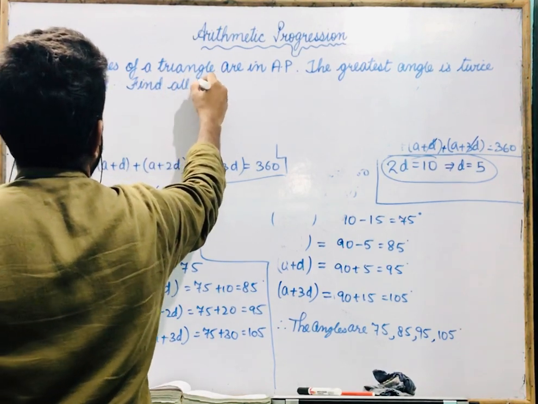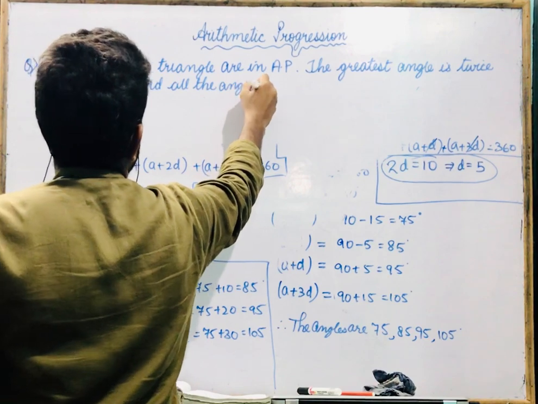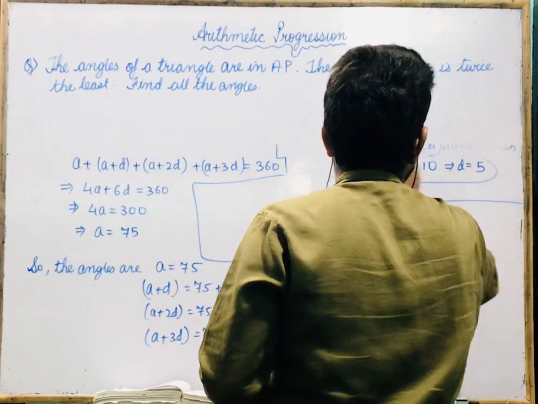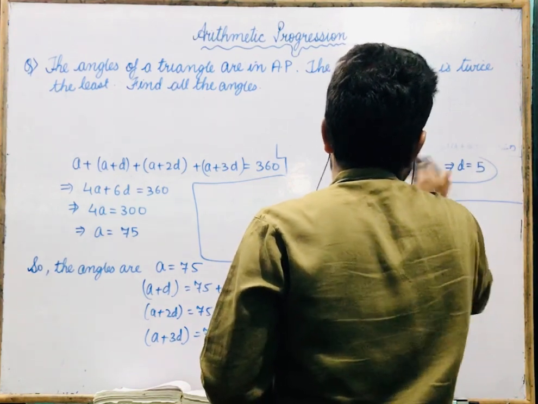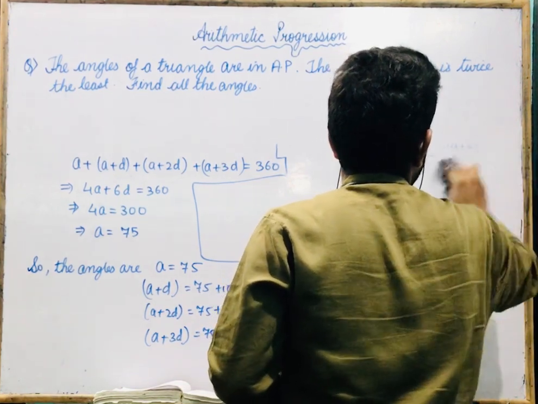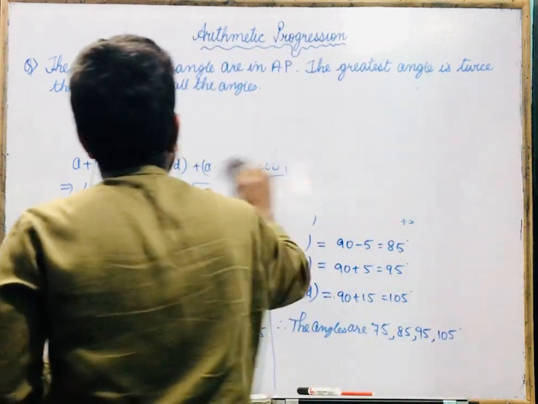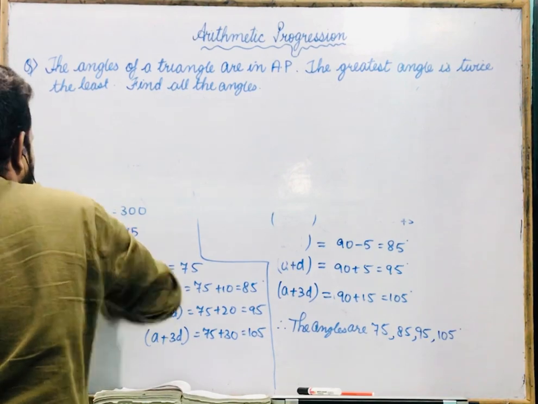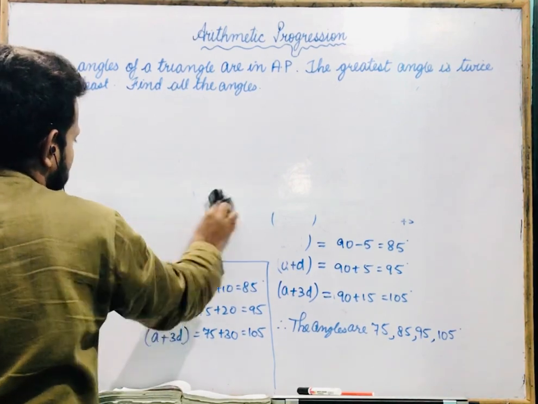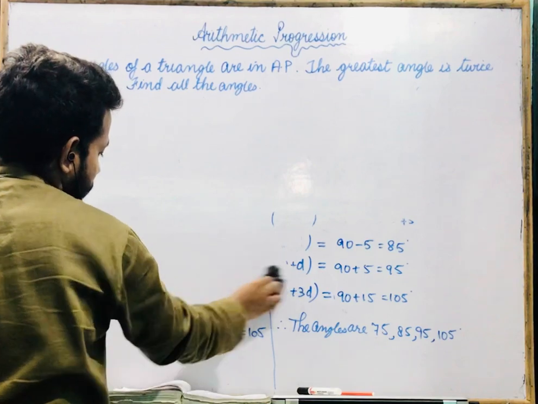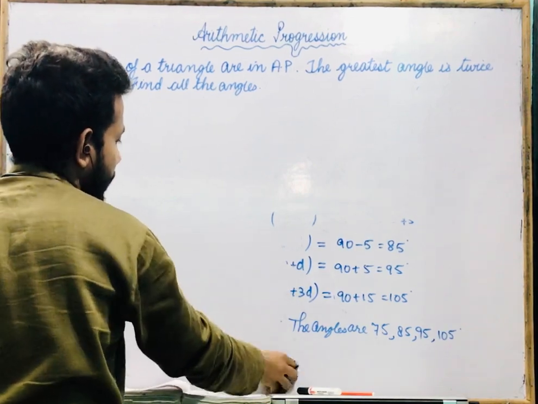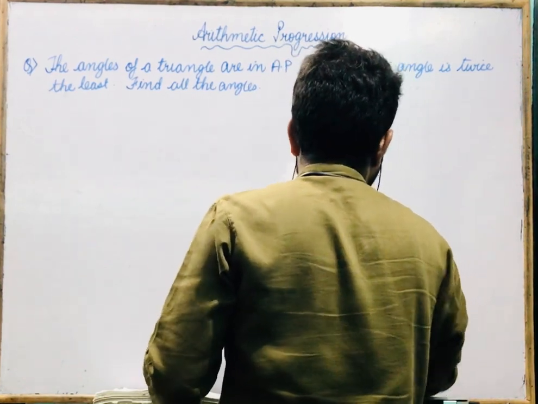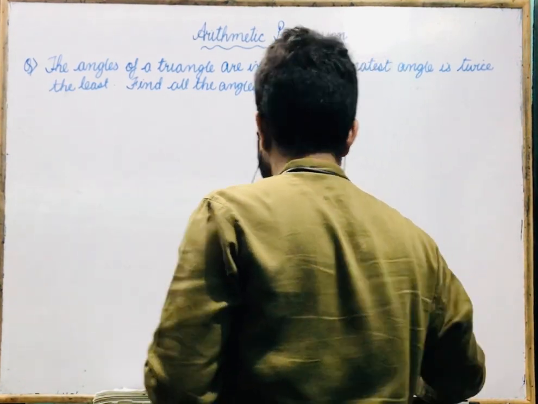So how many angles are there in a triangle? Come on, say how many angles are there in a triangle? 3. So how will you consider it? You know how to take 3 terms in an AP? 3 terms you'll be taking. What are those 3 terms? Correct. So let the 3 angles be A minus D, A and A plus D.